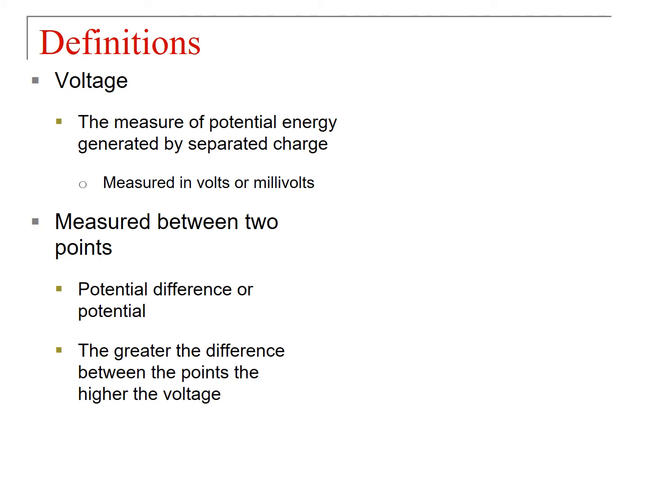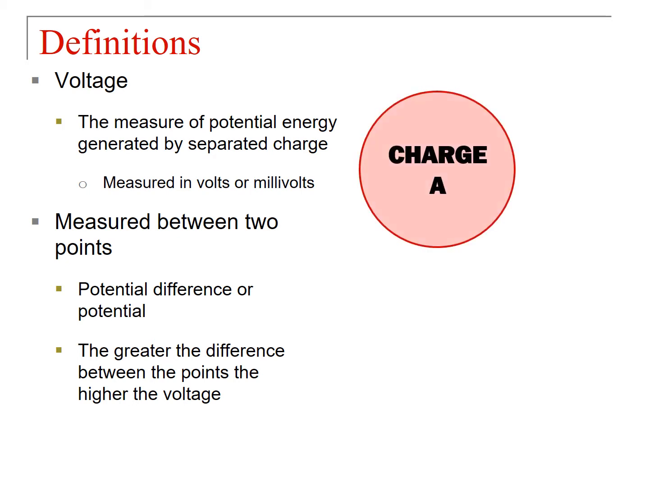And so voltage is the measure of potential energy that gets generated by separate charge. And this is measured in volts or millivolts. The very first thing to say about this is that you've got one charge in one location and one charge in another location. This is charge A in one location, charge B in a different location. And so your potential is going to be the difference between charge A and charge B. Now, the greater the difference between the points, the higher the voltage is.